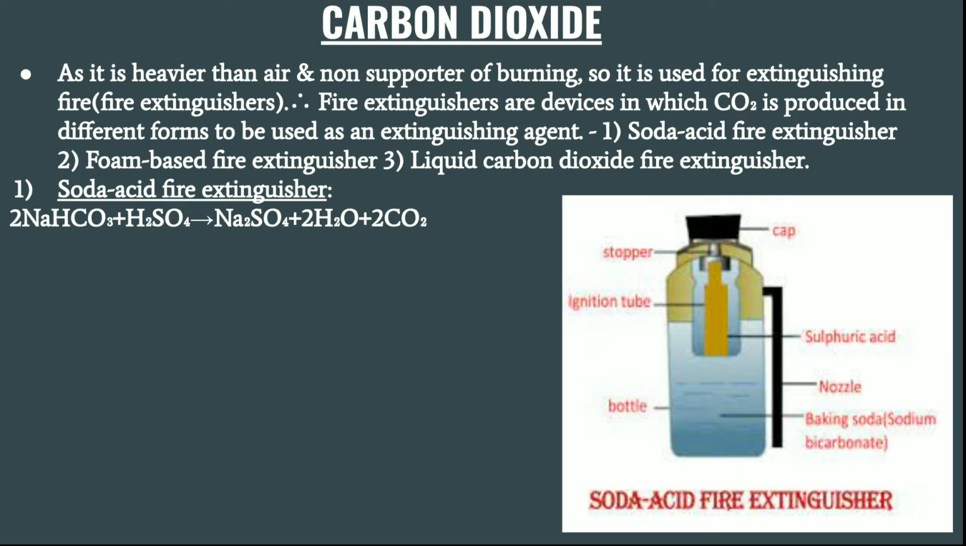We discussed the uses of carbon dioxide, where I told you that carbon dioxide can be used for extinguishing fire, and as a constituent of fire extinguishers. So how is it done? These fire extinguishers are devices in which carbon dioxide is produced in different forms to extinguish the fire. They can be soda acid fire extinguisher, foam based fire extinguisher, and liquid carbon dioxide fire extinguisher. Three types of fire extinguishers are there.